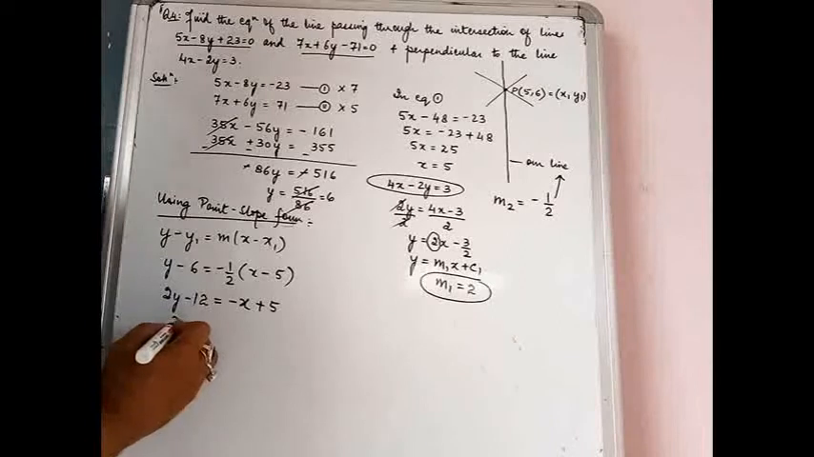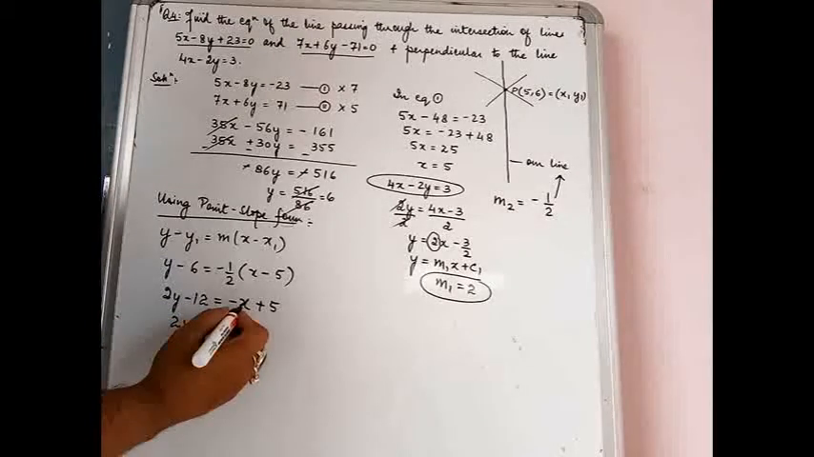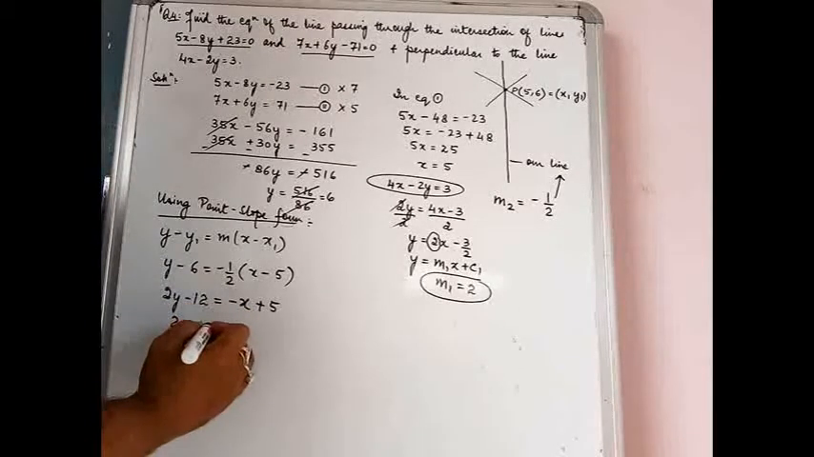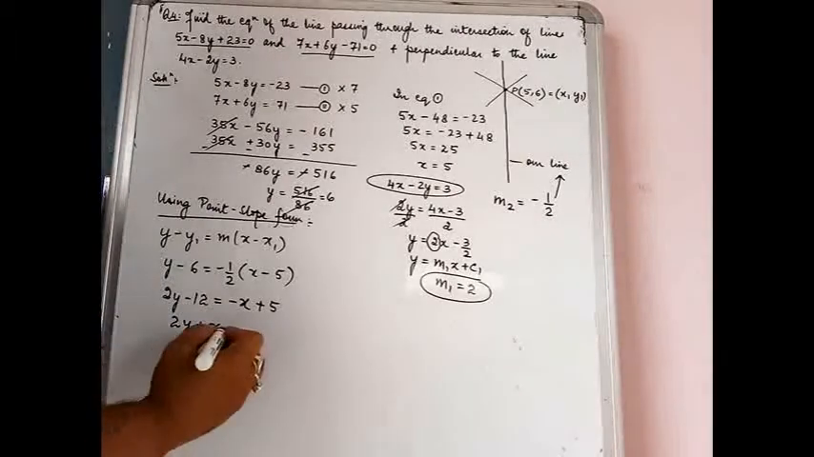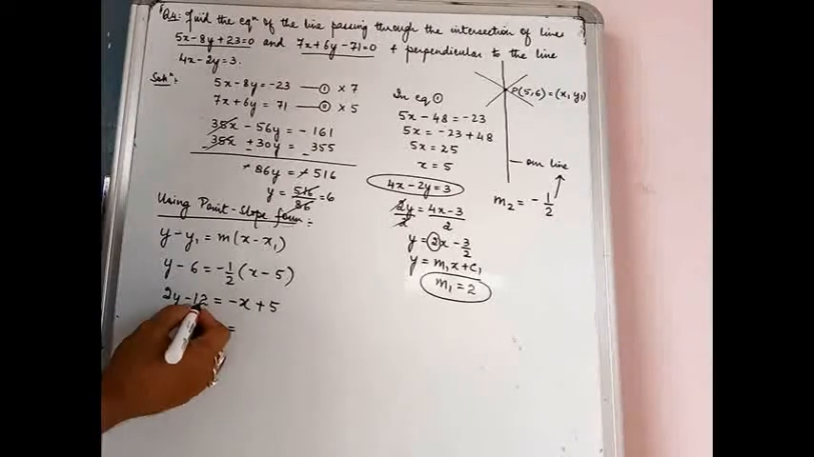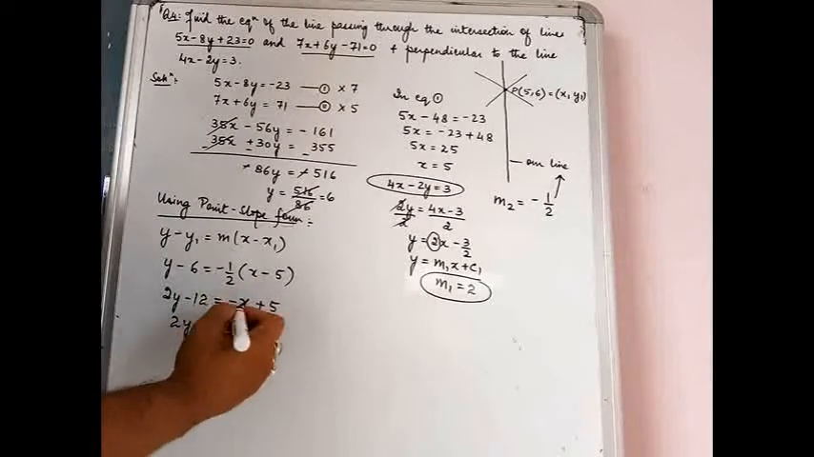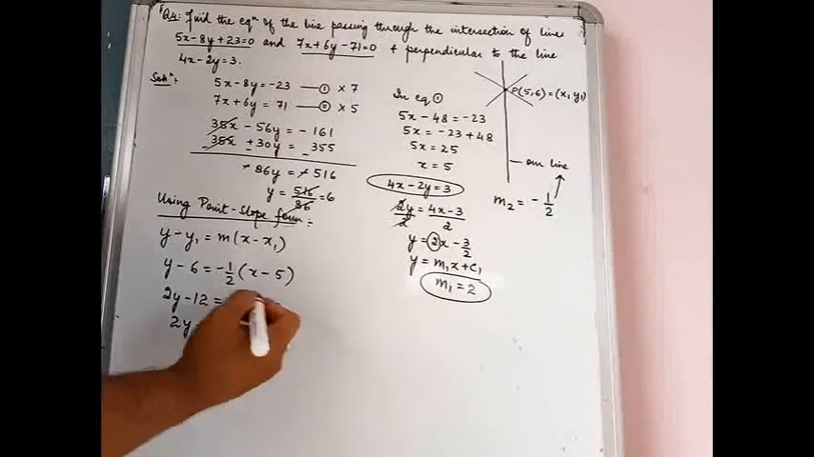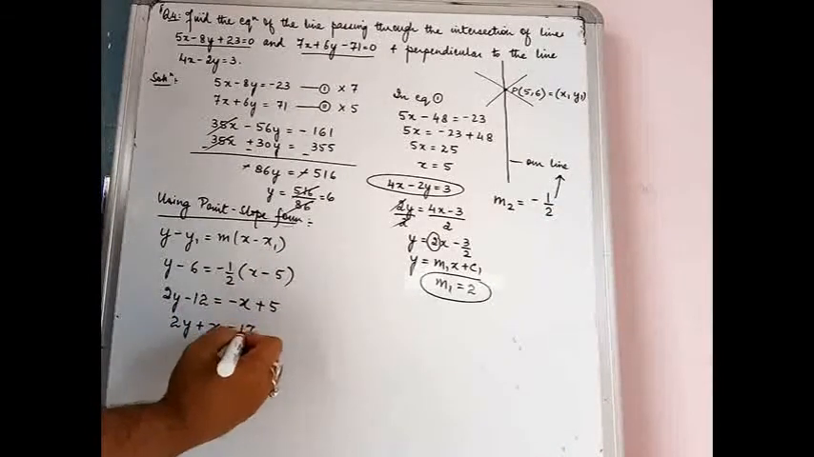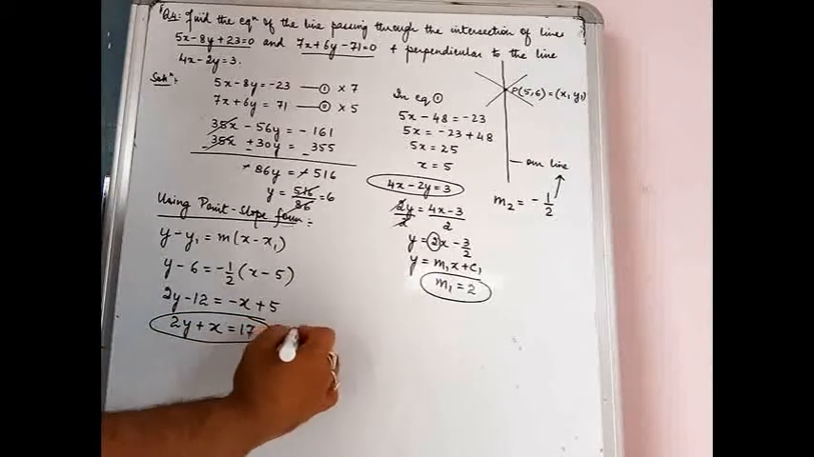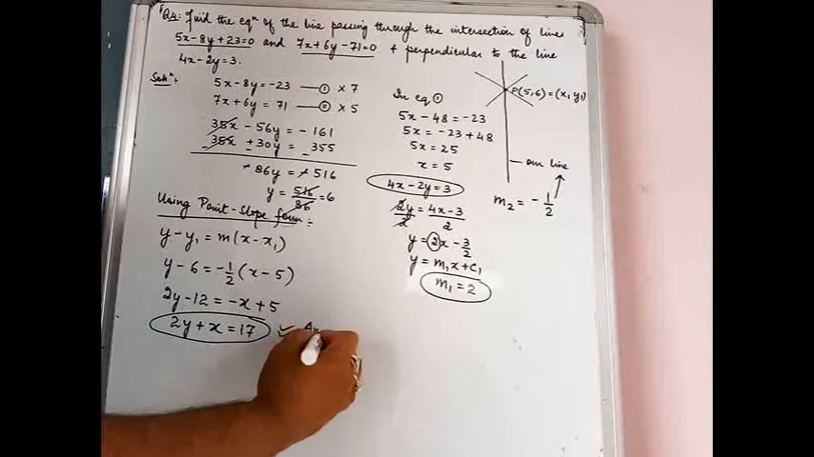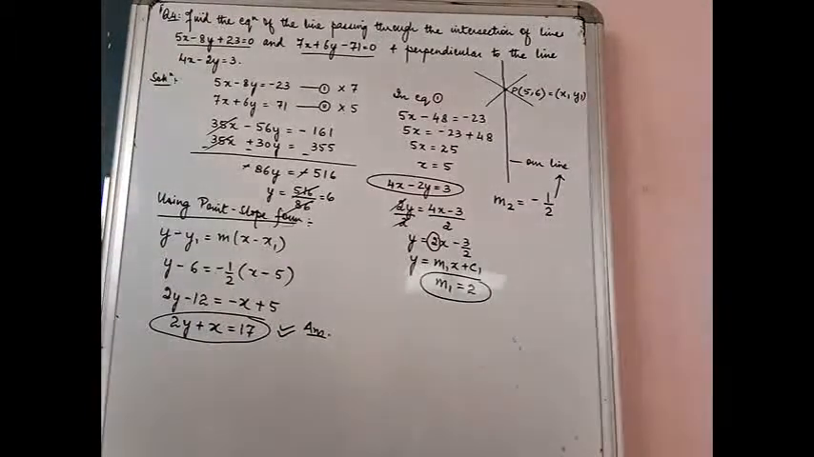So you have 2y, this minus x can come to the left side, it will become plus x equal to, this minus 12 will go to the right side, so minus 12 will become plus 12 and plus 5 will give you 17. Okay, so this is the required answer as far as this question is concerned.